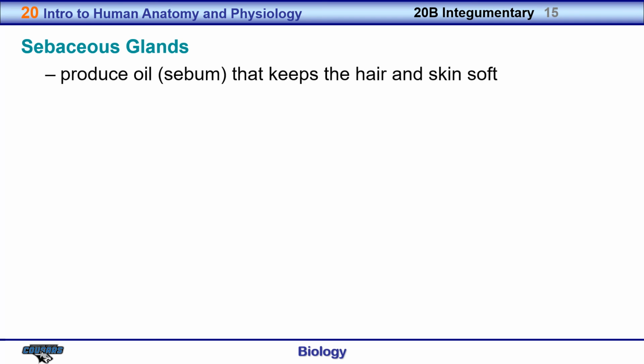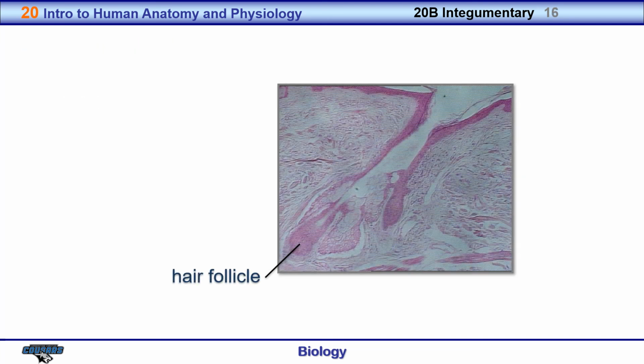So the sebaceous gland produces oil. It keeps the hair and the skin soft. Now when it gets dirty and there are bacteria inside there, that is what causes acne. So it's just this gland, and the bacteria are growing on the oil. So keeping it clean is one of the ways of avoiding that.